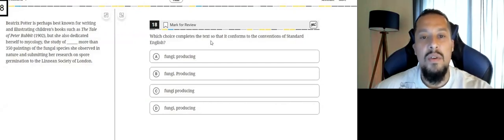Question number 18. This is actually a pretty tricky question. Why do I say this? Because of the subject and verb that might throw you all. What does that all mean? We read the paragraph and everything. Let's begin from this comma. The study of fungi.